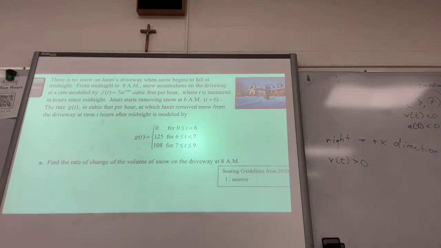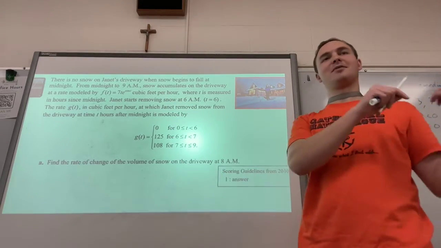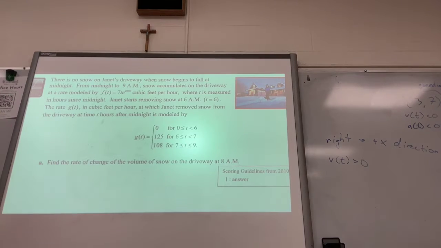The rate of change, so let's say, what's the rate of change function going to be? So the rate at which the volume of snow accumulates. All right, it's going to be what? So it's going to be the rate at which the snow accumulates minus the rate at which Janet removes it, right? Let's call it S prime of t.